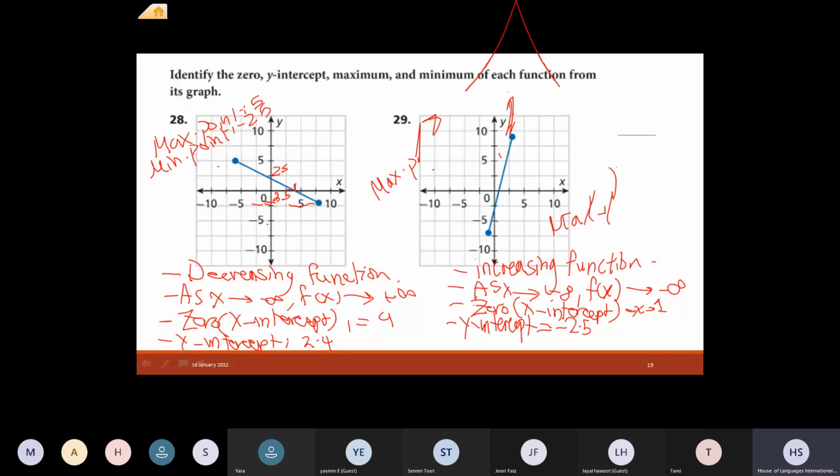Here's the maximum point. Here is the maximum point. Where is the minimum point? Yeah, Tamara. In the book. So online, the graph in the book is different than on the slides.